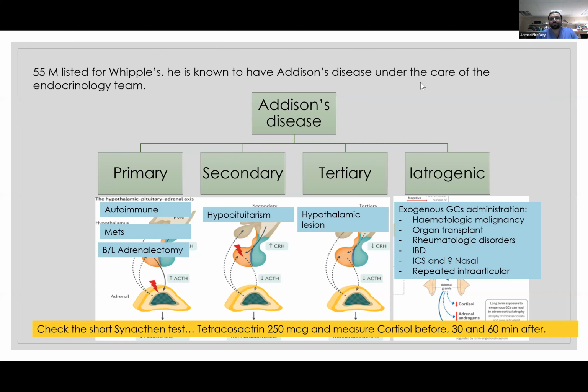These are the diseases in which you should expect to have patients with suppressed axis: when a patient has a hematologic malignancy or organ transplant, rheumatologic disorder, inflammatory bowel disease, and inhaled corticosteroids, repeated intra-articular injection, all of them have proven to have an inhibited axis. So all of these patients, you need to top up the steroids when you induce surgery.